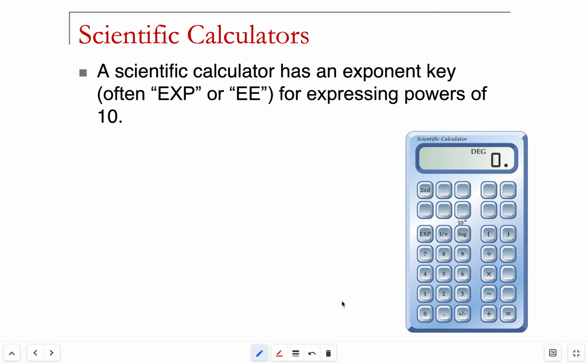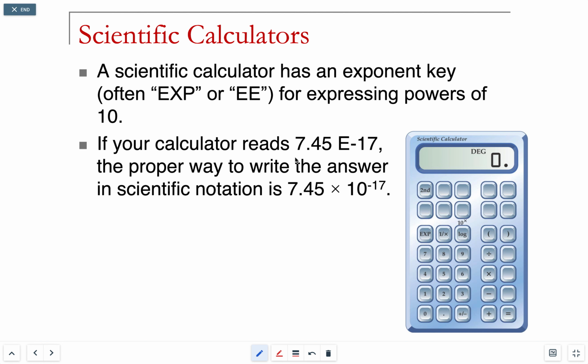And then finally, different scientific calculators allow you to convert a standard number into scientific notation a variety of different ways. You should look for a button labeled EXP or EE. You don't want to look for this. 10 to the x is the anti-log. Do not use that. Instead, for this particular calculator, we want to use this button.